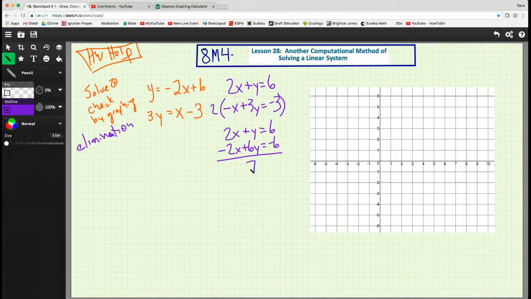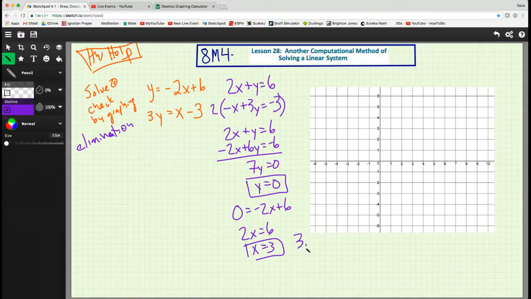Let's add down: 7y equals 0. Oh, nice, so y equals 0. Substitute back into the first equation to get our x. 2x equals 6, so x equals 3. So our answer is (3, 0).